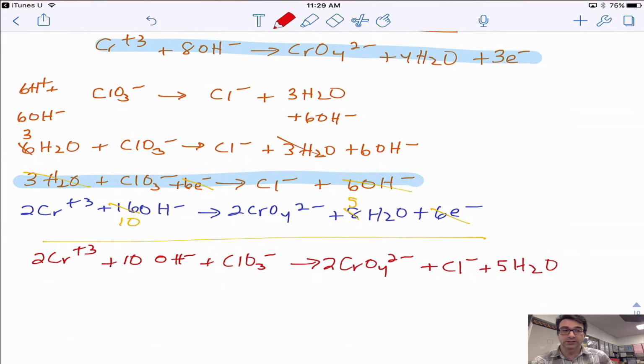Now the charges. On the left we have plus 6 from the Crs. We have minus 10 from the OH, so now we're at minus 4. And minus 1 from the ClO3, that's minus 5. And on the right side we have minus 4 from the CrO4s and minus 1 from the Cl, that's also minus 5. Hey, guess what? We balanced this reaction and we're done.